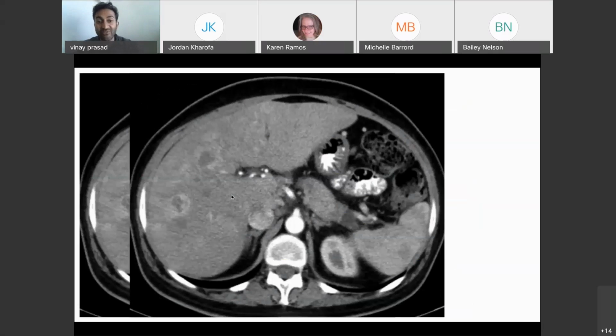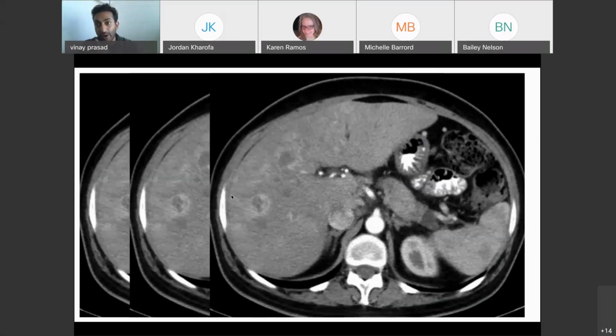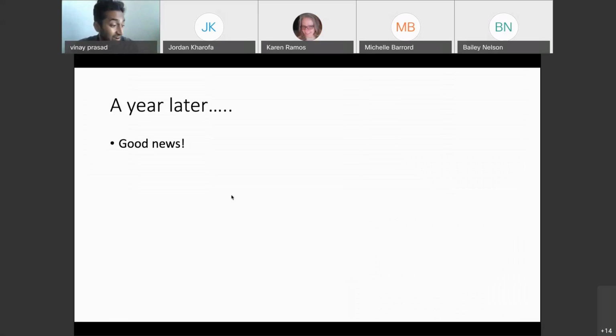We saw him again 3 months later, and again 3 months later, and it really looked the same. It hadn't changed a whole heck of a lot. There may have been a slight difference based on the plane at which he got sliced in the CT scanner, but it was mostly the same. And a year later, I think this was 2011, he came to me and he said, good news, doctor.